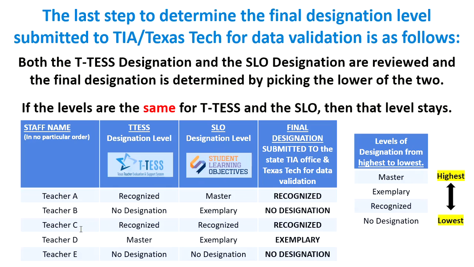Let's look at Teacher C. For T-TESS, this teacher was recognized. For SLO, the teacher was recognized. If the scores are the same, then that score stays. So because they're the same, this teacher would be known as recognized. Example, Teacher D. Teacher D got a master on the T-TESS side and exemplary on the SLO side. The lower of the two is exemplary, so that's the final designation earned by the teacher, which was submitted to TEA for approval.